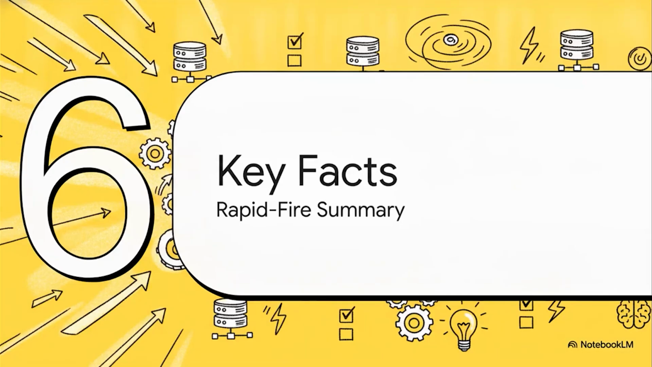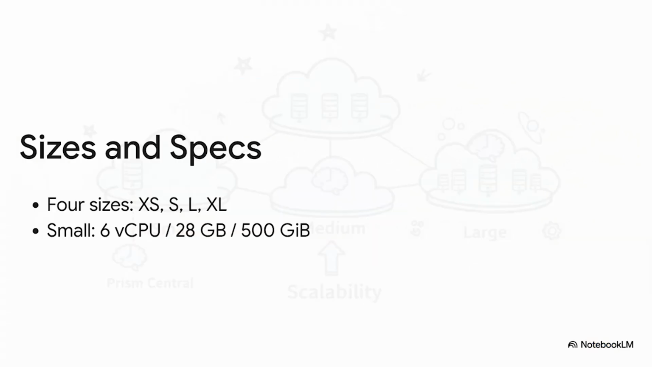Section 6. Key facts to memorize. We are in the home stretch, so let's consolidate everything we've talked about into a rapid-fire review. Fact 1. There are exactly 4 deployment sizes: XSmall, small, large, and extra large. Fact 2. You have to permanently memorize the baseline small specifications. Say it with me: 6 vCPU, 28 GB of memory, and 500 GB of storage.